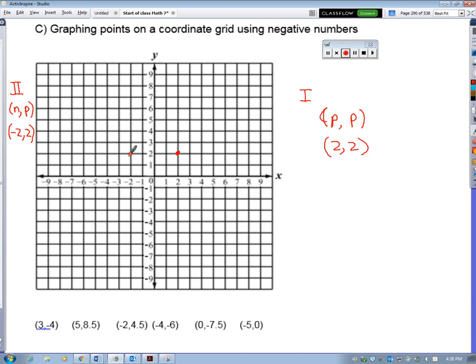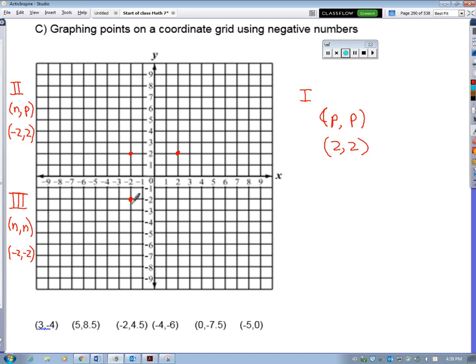And then down here we have quadrant number 3, and we label that with a Roman numeral 3. In this quadrant, both the x and the y are negative. So we would have, for example, -2 and -2. To graph that, we would start here at 0, go over to -2, and then go down to -2, and that would be that point.